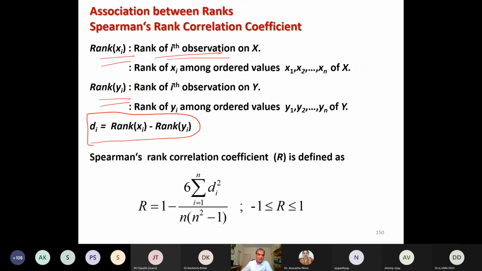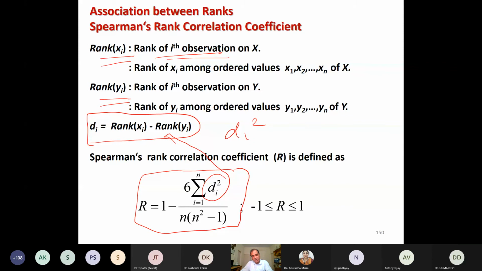That can be rank of xi minus rank of yi, or rank of yi minus rank of xi. That will not make any difference, because we are going to use the square of this quantity. And then this is the expression for the rank correlation coefficient. So this di is coming from here, and n is the number of observations. How it is derived, that is our job.